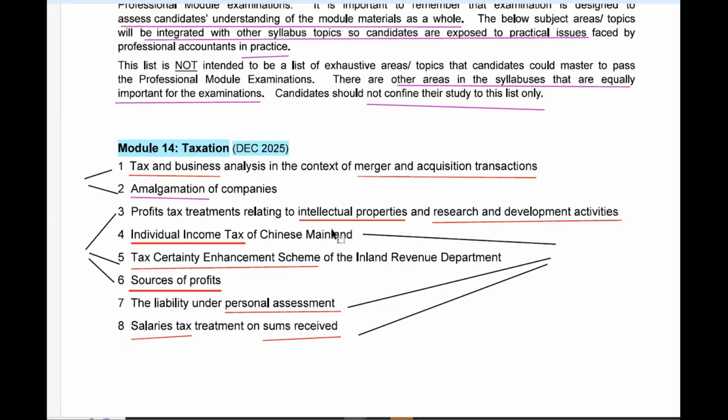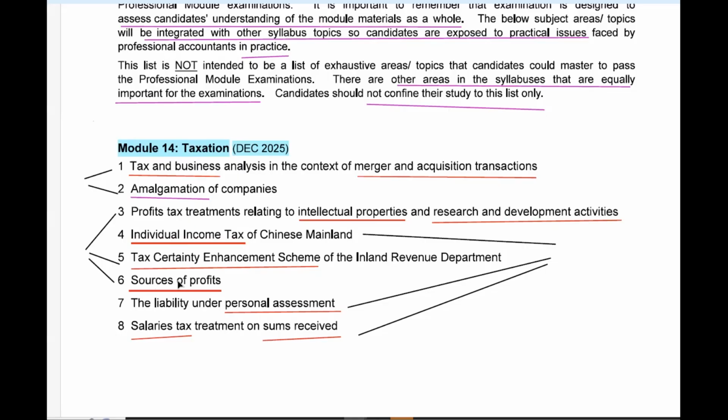1 and 2 are related: merger and acquisition, and some related issues in the amalgamation of companies. So you may group them together. As long as you group them together, you can differentiate the differences so that you will not be trapped into wrong identification of the topic. So 1 and 2 can be studied together.